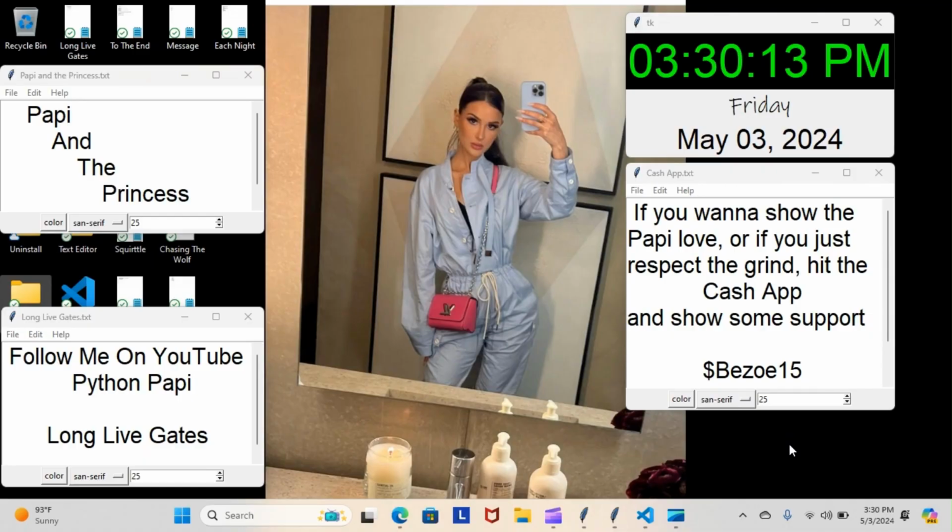All right, on today's episode of Python Papi, we're back inside our TensorFlow course, and we're still doing our binary cross-entropy loss module. Let's have a look at what we went over today.